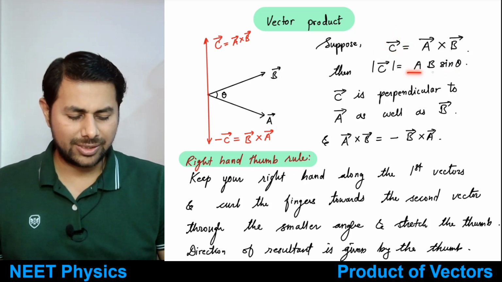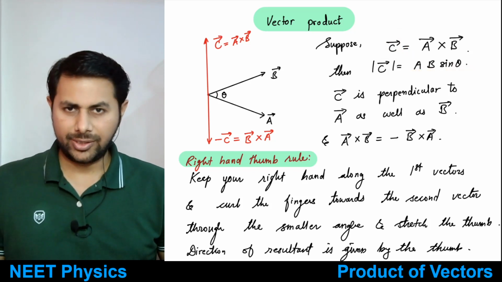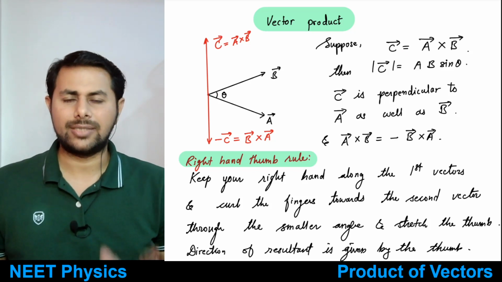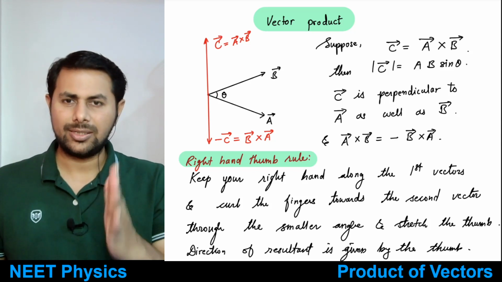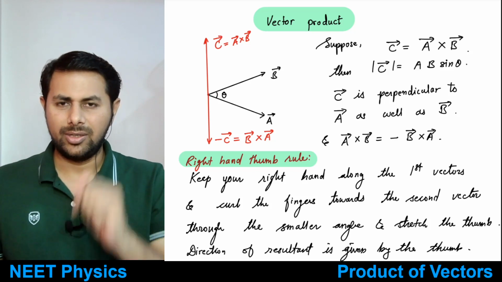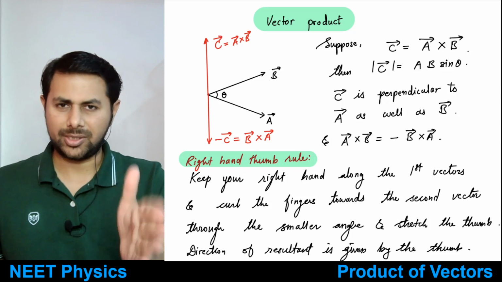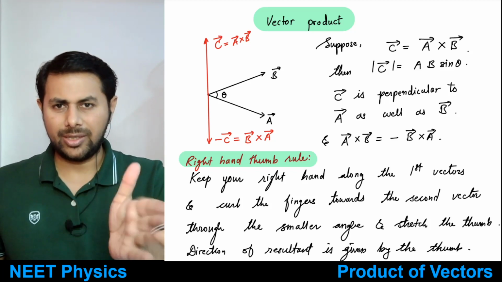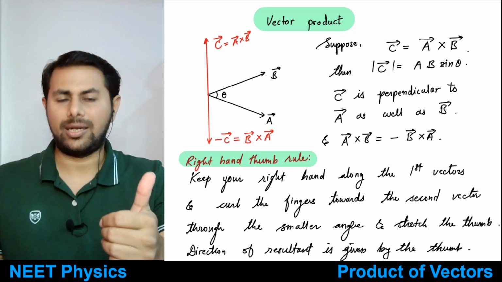What is magnitude? It's A times B times sine of theta. And how do you find the direction? To find the direction, we make use of a rule known as the right hand thumb rule. So what's the right hand thumb rule? Take your right hand, keep it in the direction of the first vector. Then curl your fingers towards the second vector through the smaller angle.